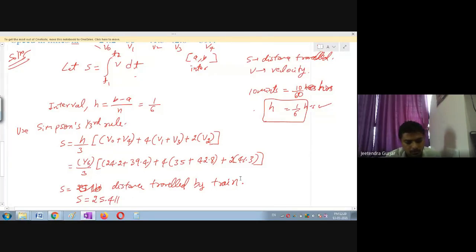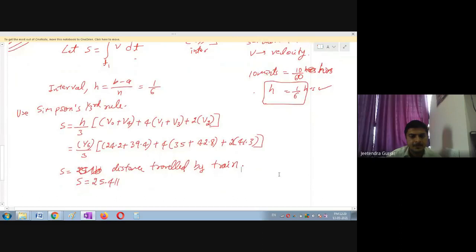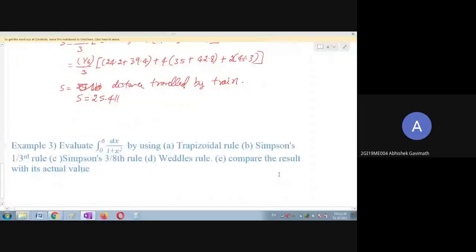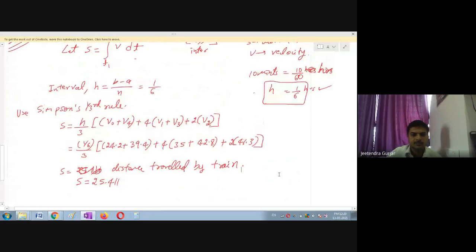So like this you can also get problems of area. Sometimes you can calculate the area, you can also calculate the distance, right? Is it clear? Any doubt in this problem, students? Sir, is that 25.411 miles? Yes, distance means this is in miles. So this much distance it has covered.